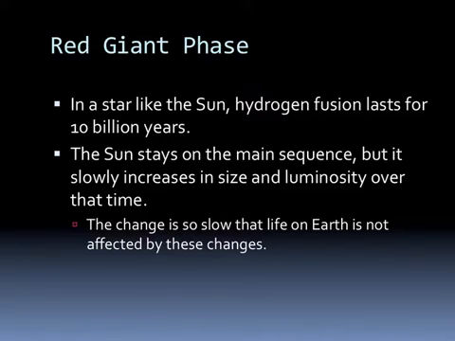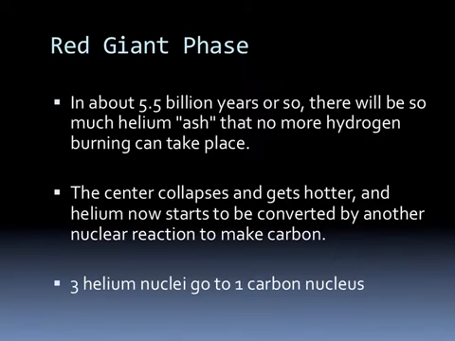Now, the change is so slow that life on Earth is not affected by any of these changes. In about another 5.5 billion years or so, there's going to be so much helium ash in our Sun that no more hydrogen burning can take place.